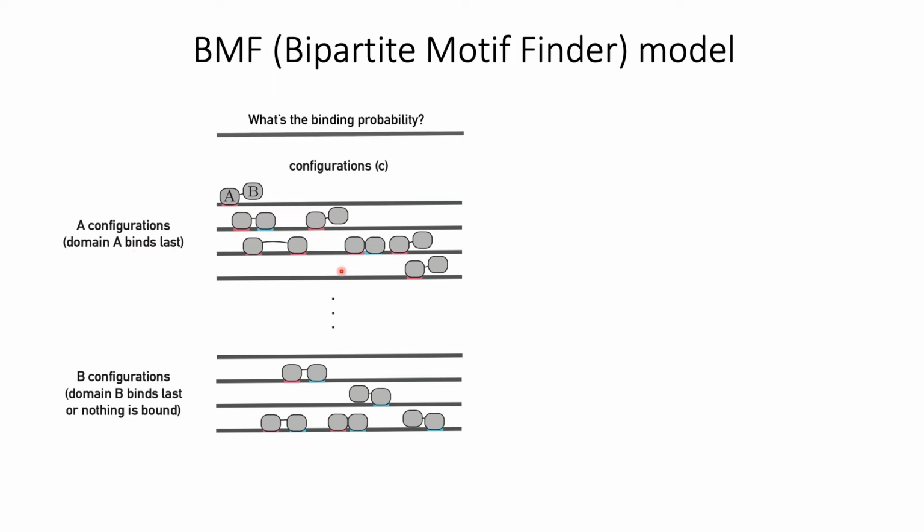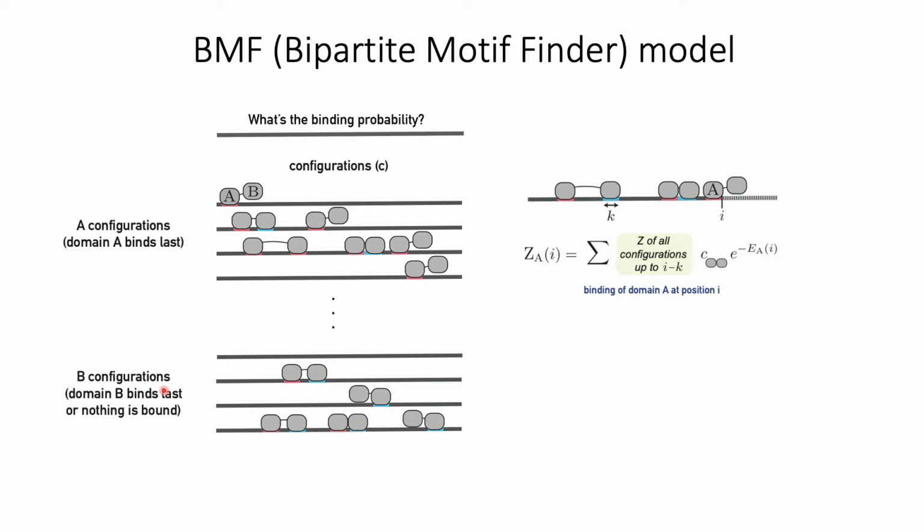The first type of configurations, called A configurations in our model, are those that domain A binds last in the sequence. The rest of them we call B configurations, which are either those that nothing is binding or domain B is binding last in the sequence. And this is how we calculate the probabilities for each of these configurations.